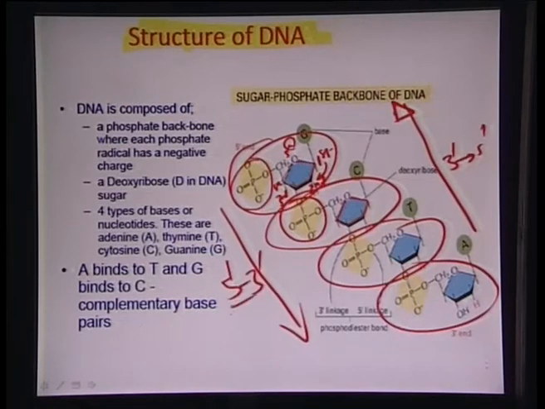Also, at the first carbon we have several of these base groups which are covalently bonded to the first carbon of the sugar molecule, and there are 4 such groups in DNA. They are adenine, thymine, cytosine and guanine. Okay, so typically 4 types of bases or nucleotides. And a very interesting factor, a fantastic mechanism of this arrangement, is that these bases only bond to their counterpart. That means adenine binds only to thymine, and guanine only binds to cytosine.